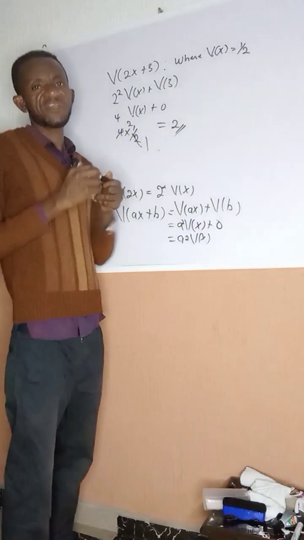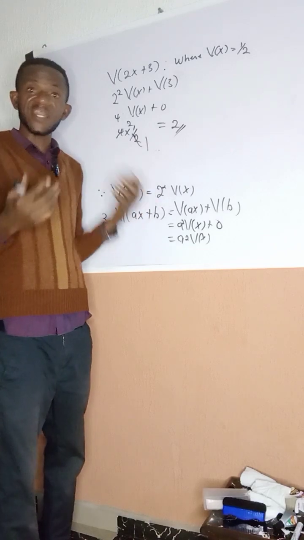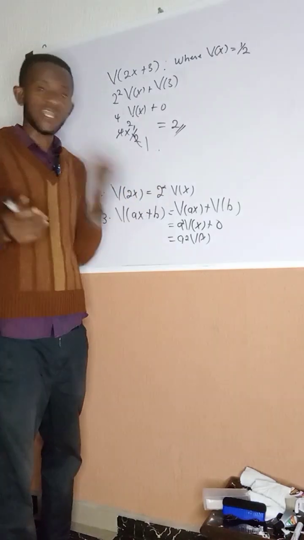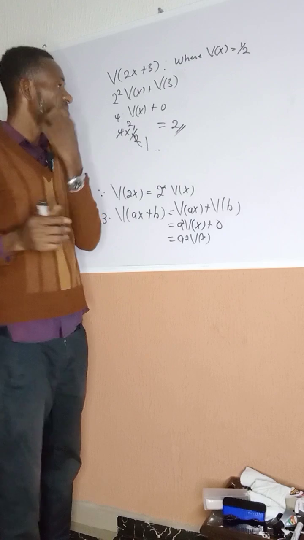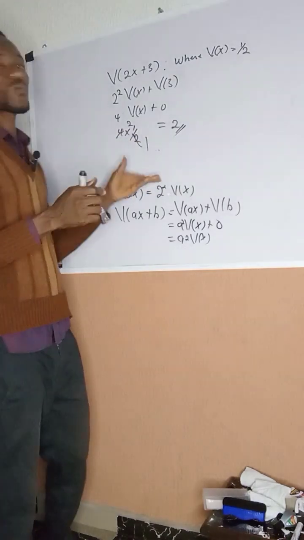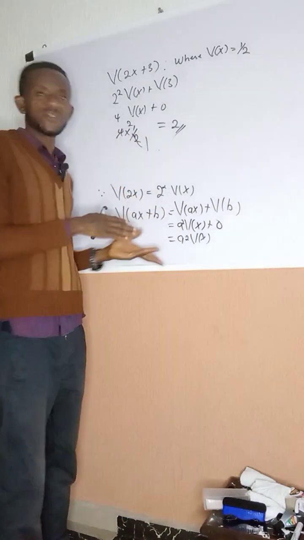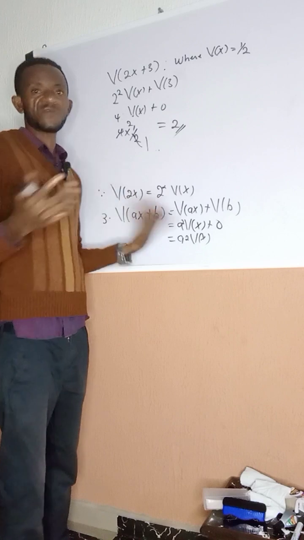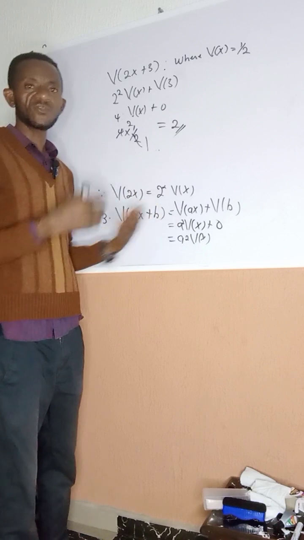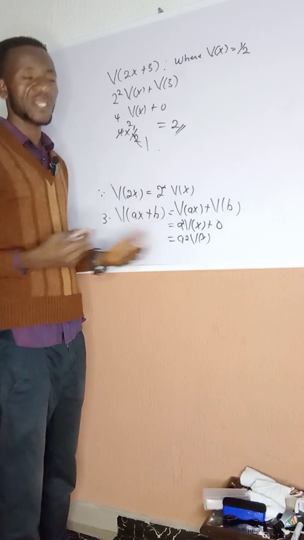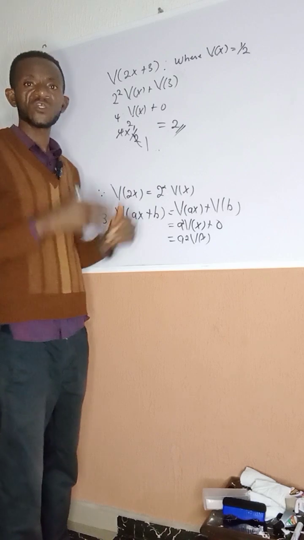So these are some of the properties of the variance of a random variable, which of course anybody can be asked to manipulate some questions around. And the moment you can recall these properties of random variable, obviously you'll be able to find your way out of the problem successfully.